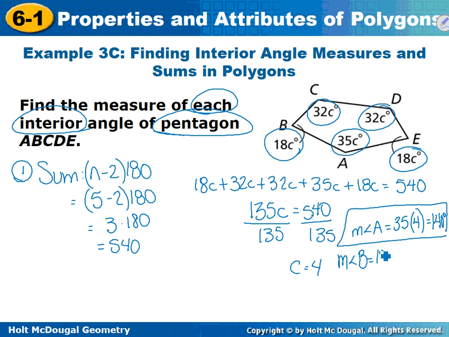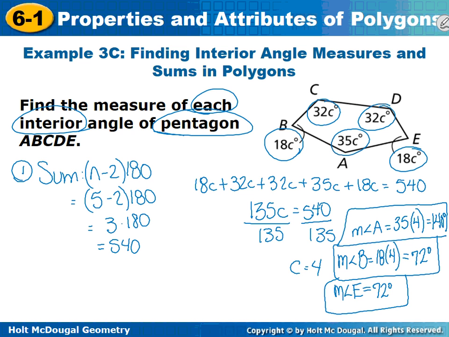Measure angle B is 18 times C, or 18 times 4. What do we get for it? 72 degrees. Which other angle is also going to be 72 degrees? Angle E. So we don't really have to show our work there. We can just put measure of angle E equals 72 degrees because it was also 18C.